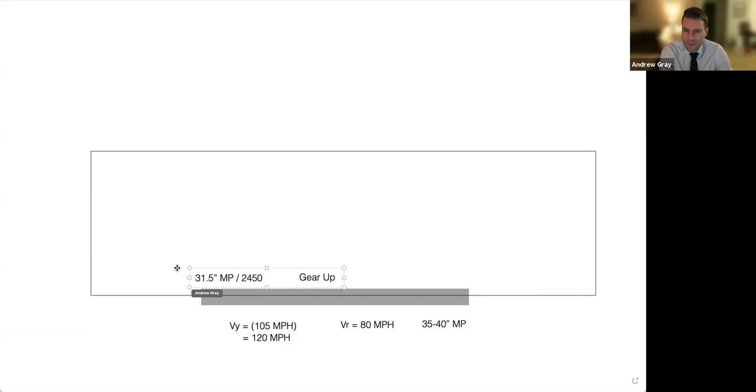Like at 35 to 40 inches manifold pressure, that engine's producing a lot of thrust. You've got a lot of moving pieces, so you don't need to push that engine that hard. Even at 31.5 inches manifold pressure, this aircraft climbs easily more than 1,000 feet per minute. If you get a really strong headwind, you can get a really good performance. I've had more than 2,000 feet per minute climb, so it does quite well.